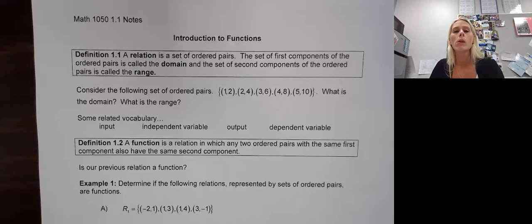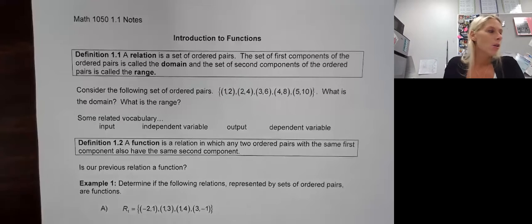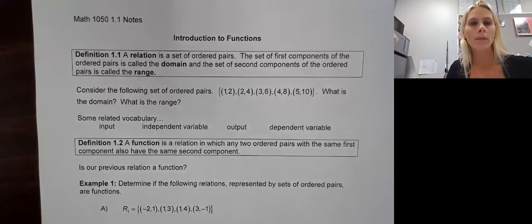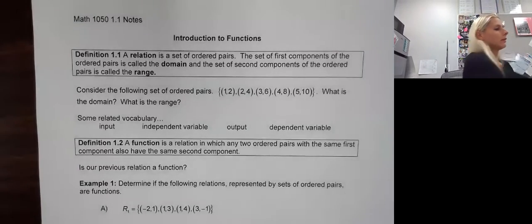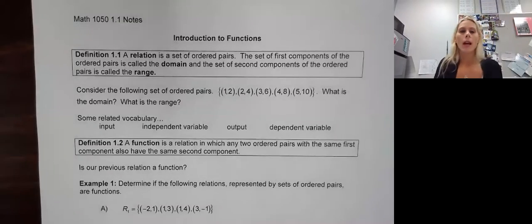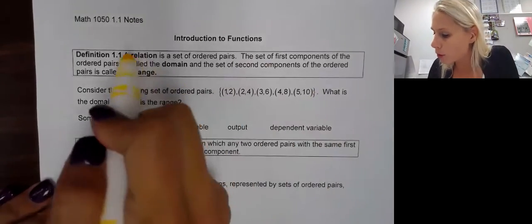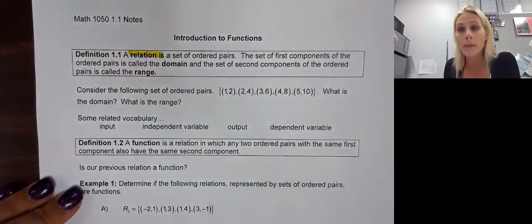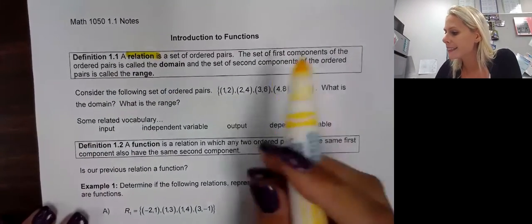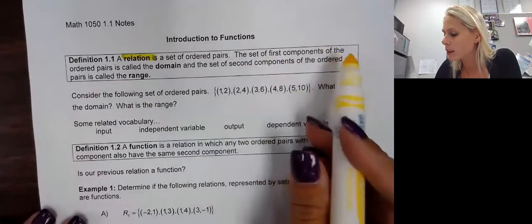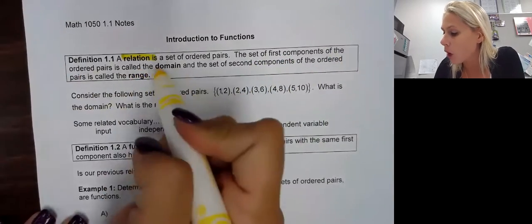So 1.1 is the introduction to functions. So we want to look at the definition. Sorry guys, I need my highlighter. Okay, a relation is a set of ordered pairs. Vocab is really important when you do math because it tells you which way to go. The set of the first components of the ordered pairs is called the domain.